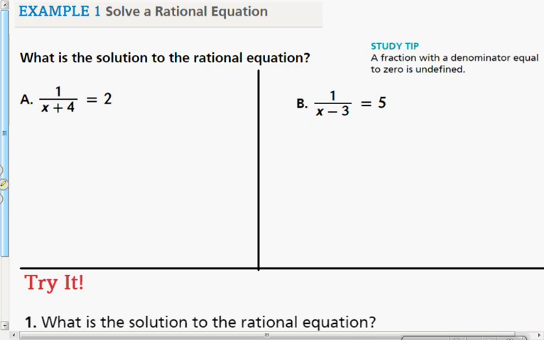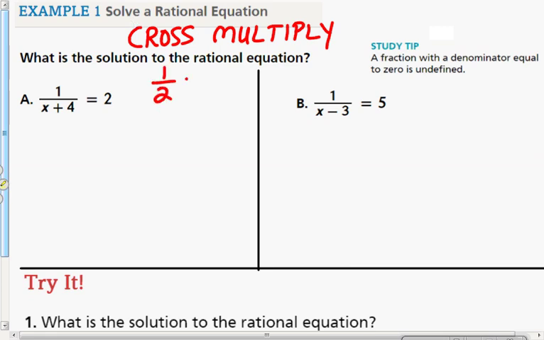Somewhere over the years, perhaps in middle school, you heard of a process called cross-multiplying, and many times students use it incorrectly. This is when you correctly can use cross-multiplying: when you have a proportion, a fraction equal to another fraction. Cross-multiplying can be used for things like, does 1/2 equal 5/10?